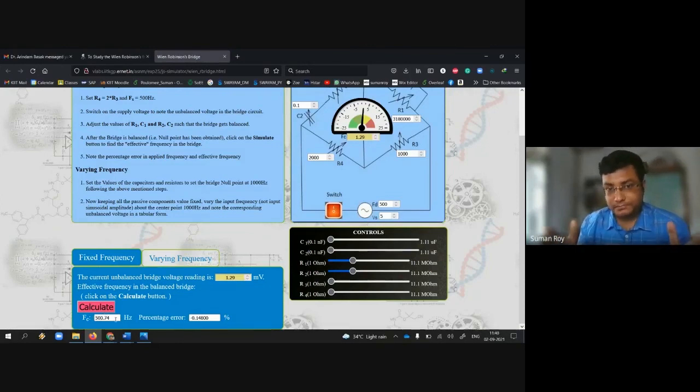Okay. So that is how we have to prepare an observation table, and you have to take at least 3 to 4 different or distinct results.